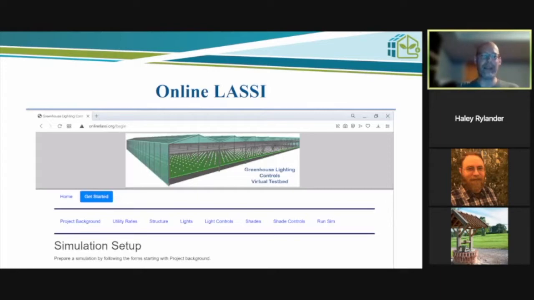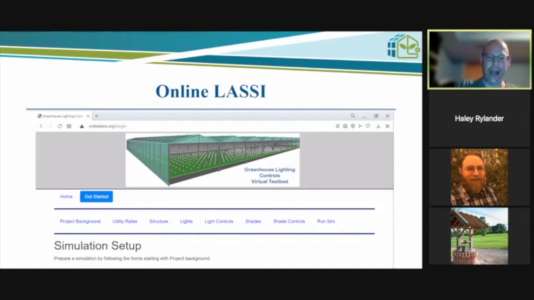So the website is onlinelassi.org, but I should note that it's still very much in a testing mode, and please don't all log on and try to use it at the same time. It's still definitely being tested. So we'll certainly let you know as soon as we're confident that everything is great. But just a little bit of a warning there.